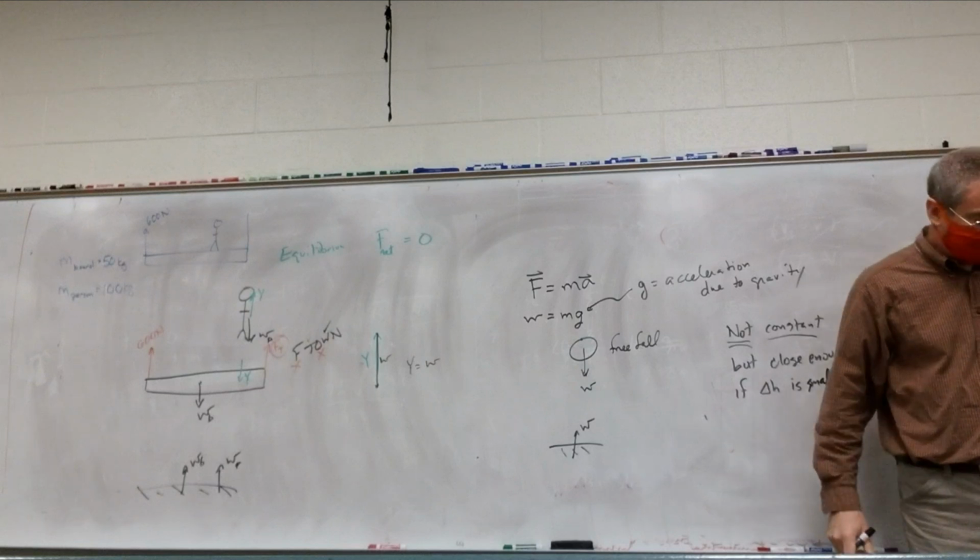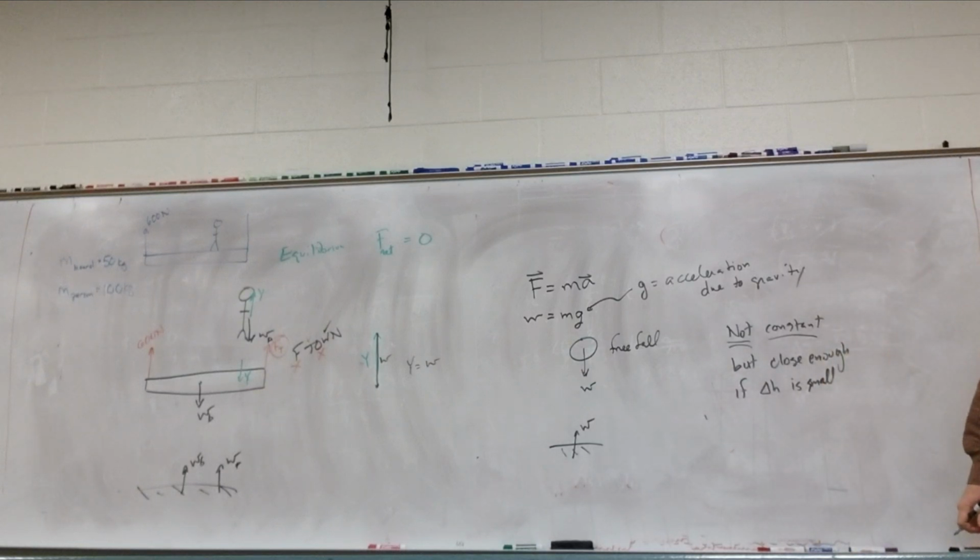And what I mean by small is, if you think about the size of the Earth, small compared to the size of the Earth. The value of g at the top of the Empire State Building is close enough to the value of g at the bottom of the Empire State Building. So for things that are within a couple miles of the Earth's surface, we consider it constant, close enough.